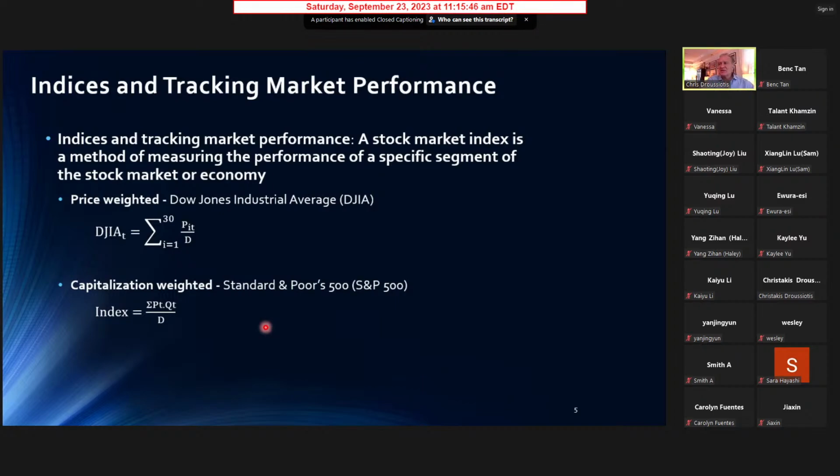Well, basically, they're looking at one index that follows 30 companies. Now, this is one of the oldest indices. It's more than 100 years old. It's 30 companies, which probably 100 years ago was a lot. But as you know, there are a lot of companies out there. So it's not the best index to look at because it only looks at the top 30 companies. And by the way, this is the Dow Jones Industrial Average. That's the market that they're referring to.